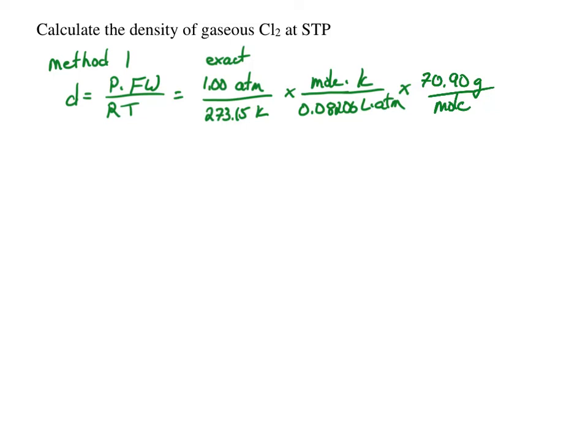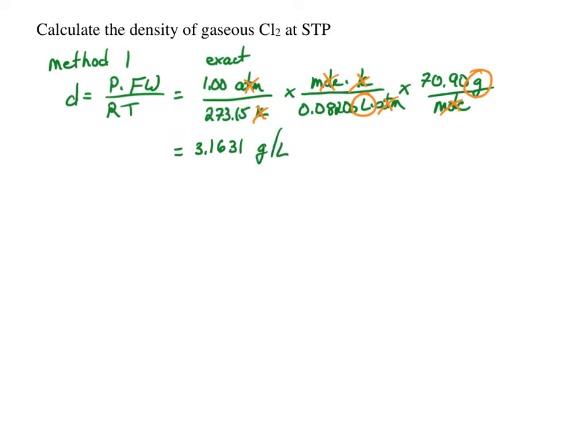We can check our units to see how things are set up. And we see that the only units that survive are grams per liter, which are the appropriate units for the density of a gas. We'll go ahead and calculate our value here. This comes out to be 3.1631 units of grams per liter.